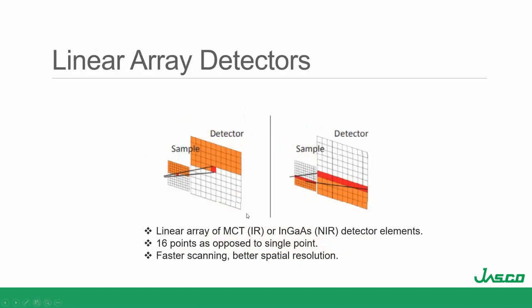Then there's a linear array. Each element in a linear array is an MCT or an InGaAs, and the InGaAs is for near IR measurements. With a linear array, you have 16 in a row, so each scan is going to be 16 elements at the same time, as opposed to a single point detector, which is what you have with the DTGS and the regular wideband MCT. So this takes 16 times the sample over the same amount of time as one. You can imagine this is really good for faster scanning, and it also gives you better spatial resolution.